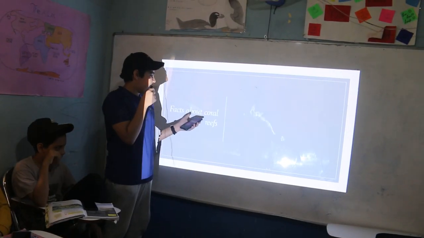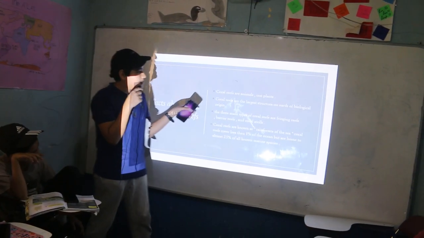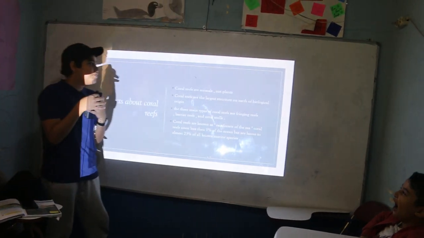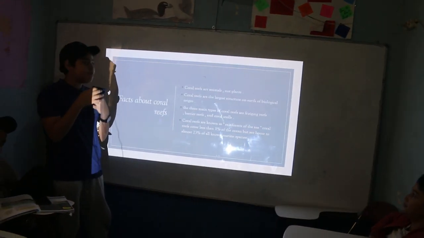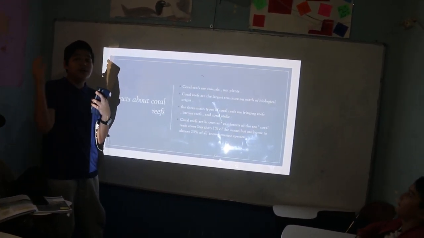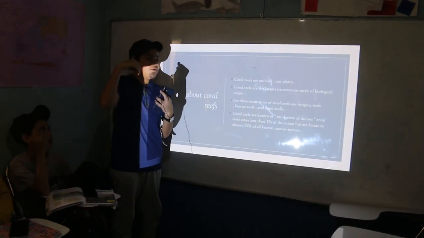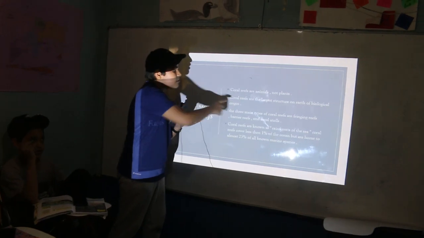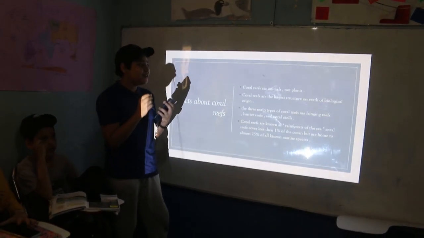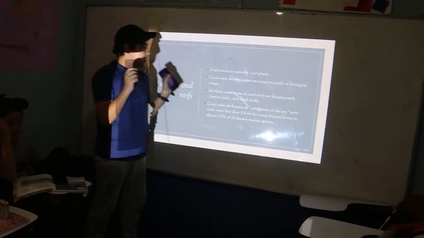So I got some facts about coral reefs. Coral reefs are animals but not plants. Many people thought that coral reefs are plants, but they're actually animals. The reason why it's colorful is because of the algae that grows on it. Second thing is coral reefs are the largest structure on the earth of biological origin.